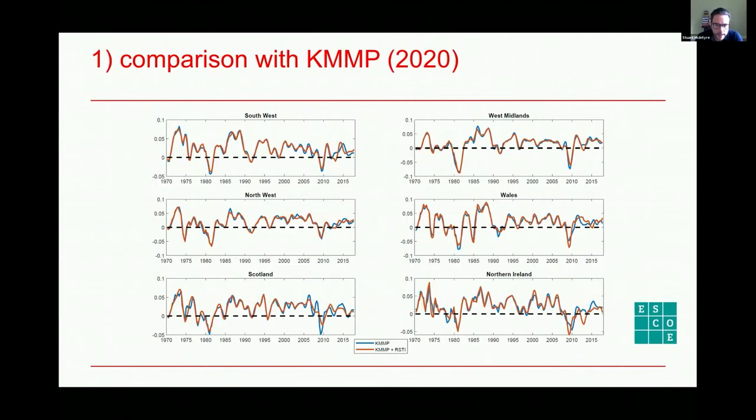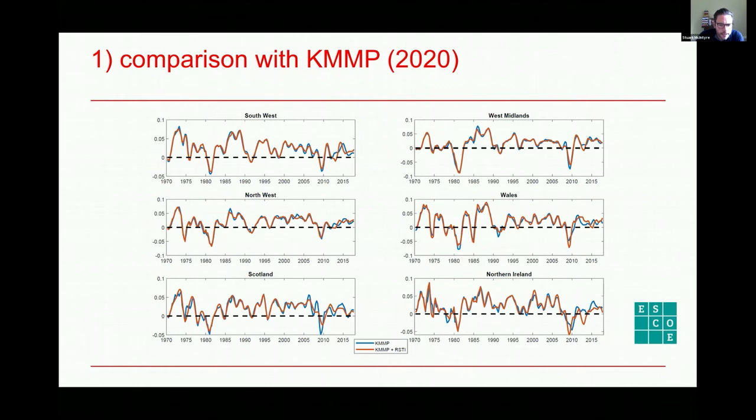So this is, I've one for each NUTS1 region of the UK. These are just plots of the output estimates produced with the original model, the KMMP model, that's in blue, and the brown colour is the output estimates from our model incorporating the quarterly data produced by Laura and our team for the English regions and Wales, and from the Scottish Government and Northern Ireland Statistics Agency for Northern Ireland.